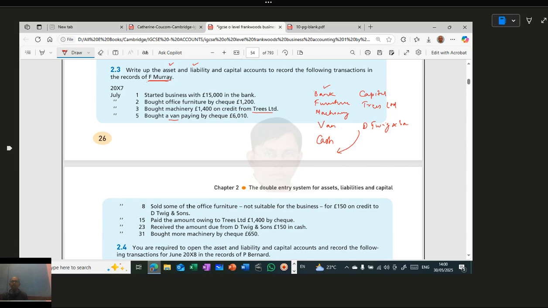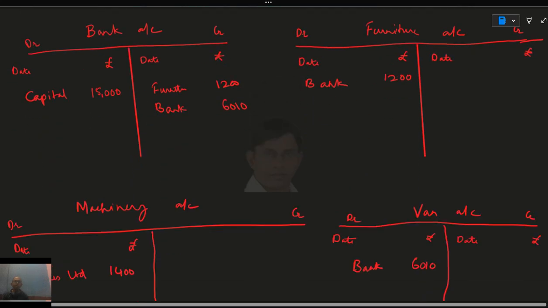When an asset decreases, it should be credited. So office furniture should be credited, and who should be debited? D Twig and Sons will be debited. Why? Because he is the receiver of the office furniture. So office furniture is coming down by 150. Furniture is a debit balance, so when the furniture balance decreases, we have to write it on the credit side.